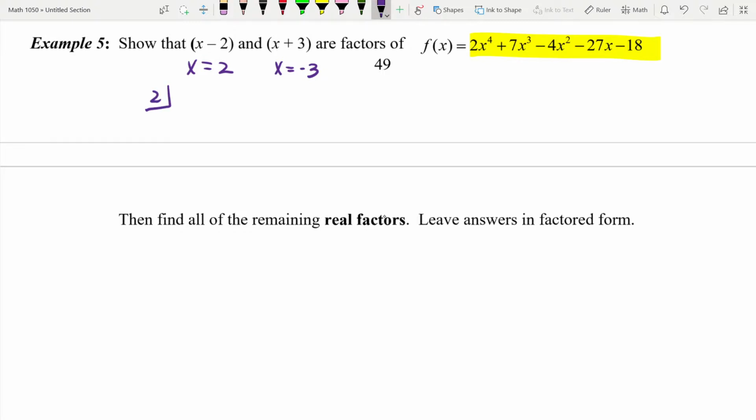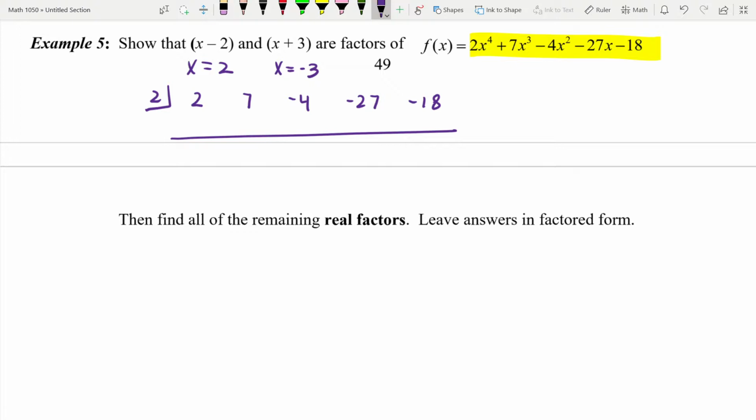Look at that yellow highlighted equation. So I have a 4, a 3, a 2, a 1, a constant. I'm not missing anything. So I'm going to go 2, 7, negative 4, negative 27, negative 18. Everybody freeze right here. The problem told me those were definitely factors. So I need someone right now, before we do this, to tell me what is going to happen as I do this synthetic division.